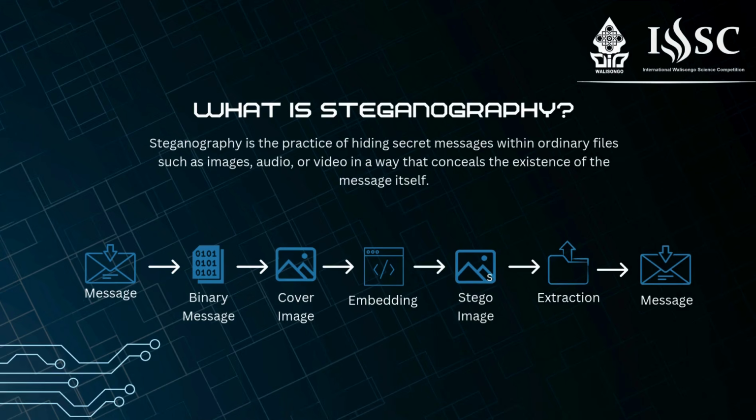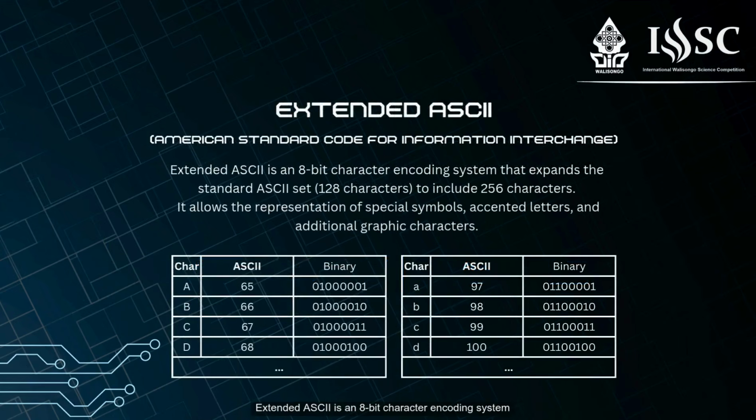damaging the cover file. Extended ASCII is an 8-bit character encoding system that expands the standard ASCII set, 128 characters, to include 256 characters. It allows the representation of special symbols, accented letters, and additional graphic characters. In this project, we use 8-bit extended ASCII, which gives us a consistent binary length for each character, making it ideal for hiding messages in digital media using bitwise operations.